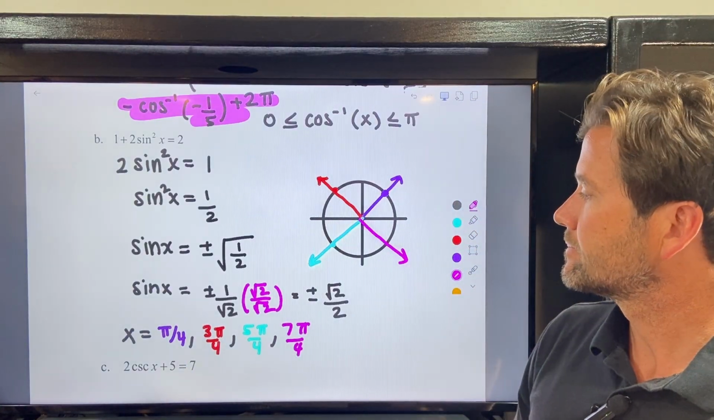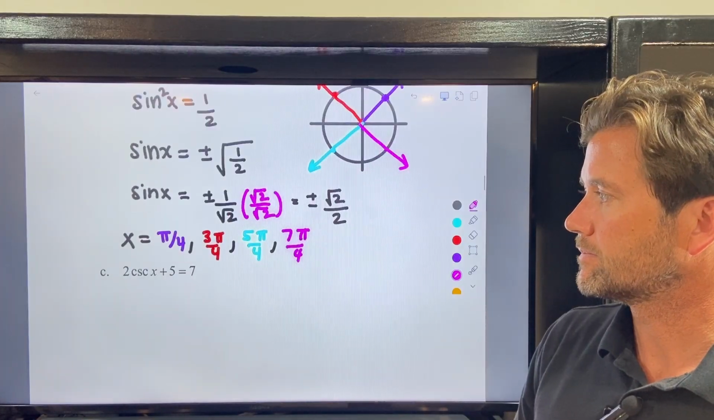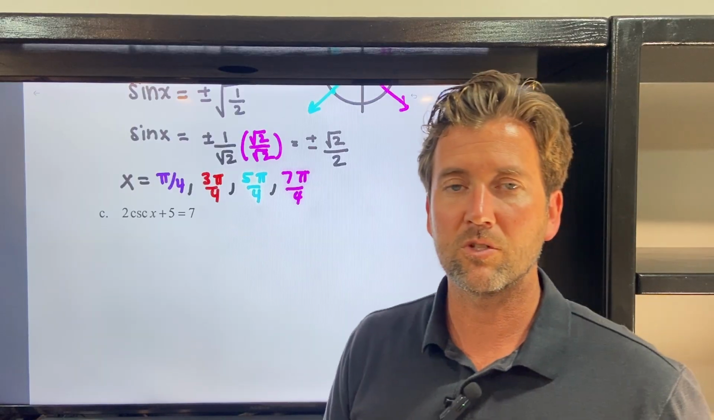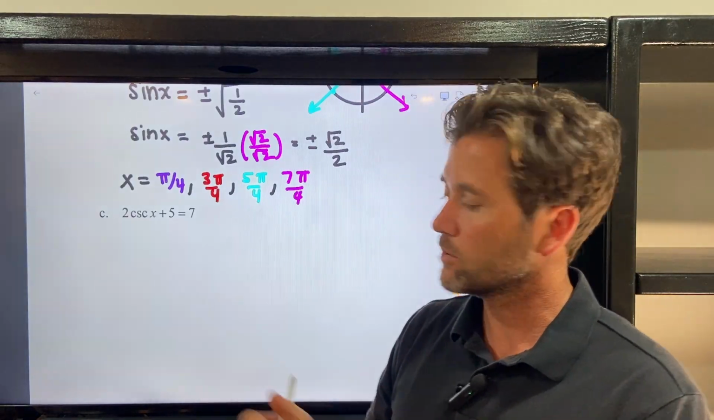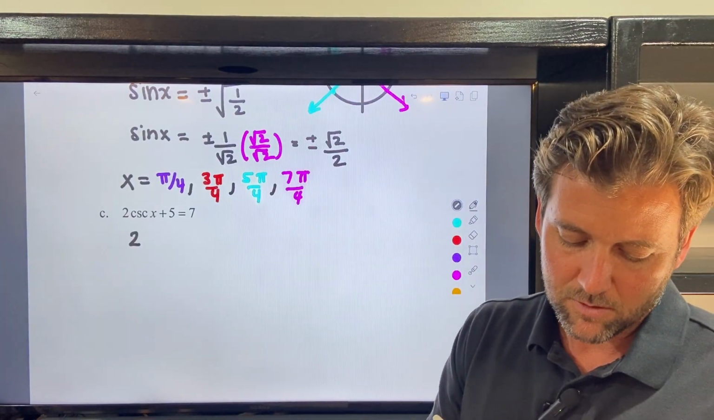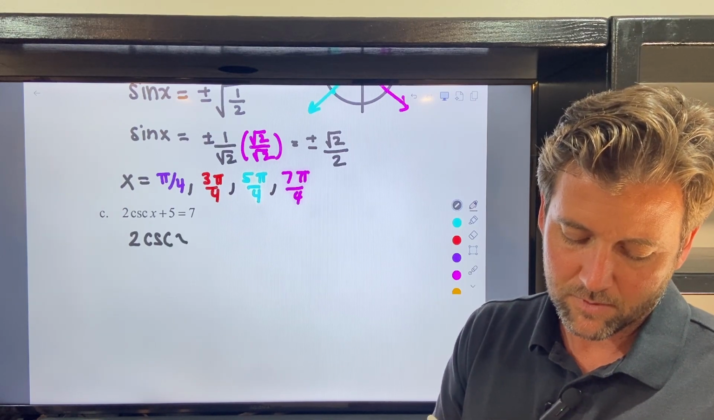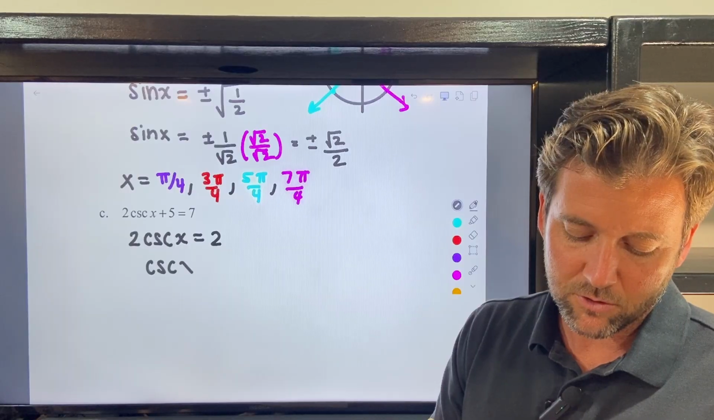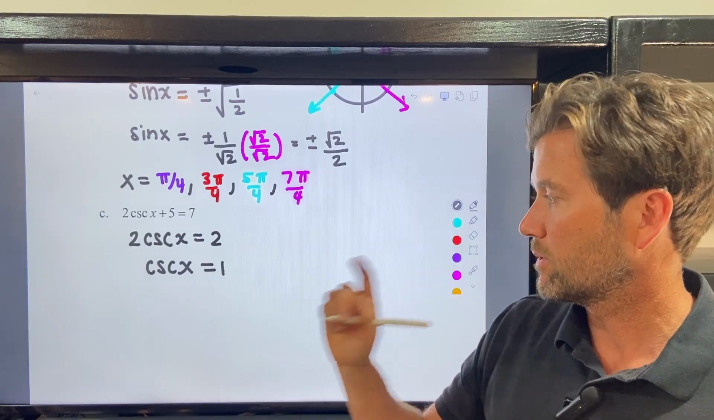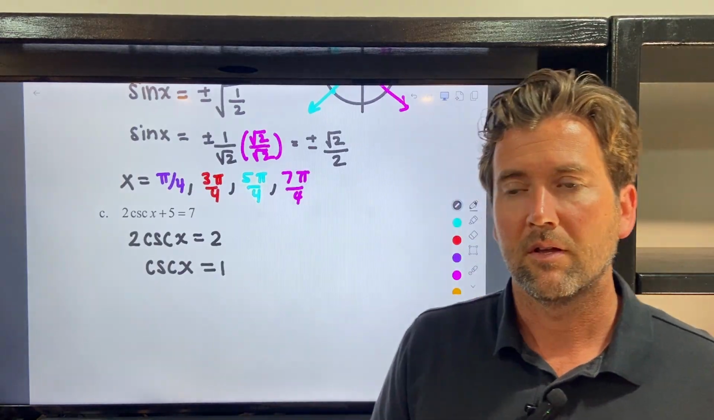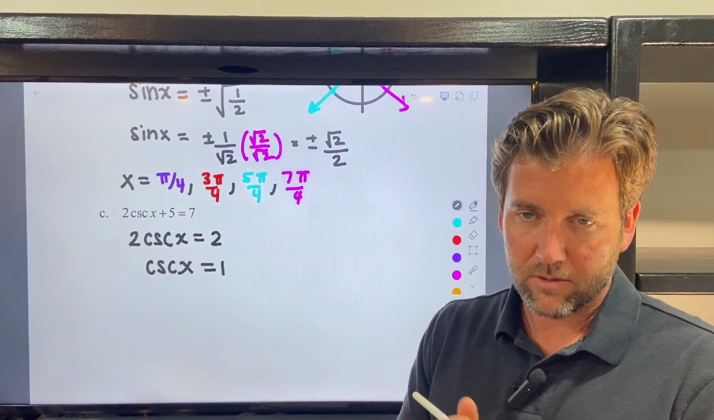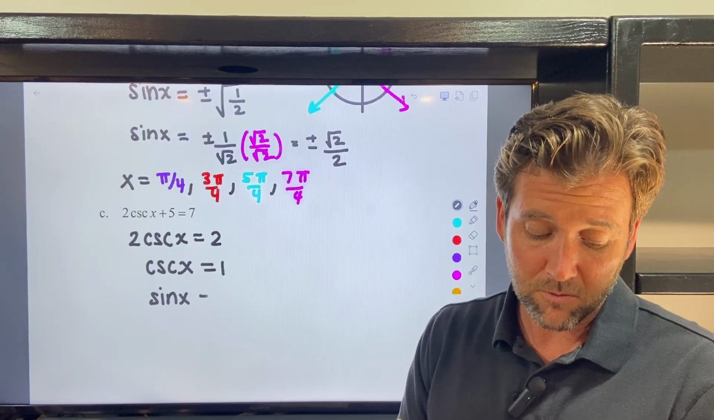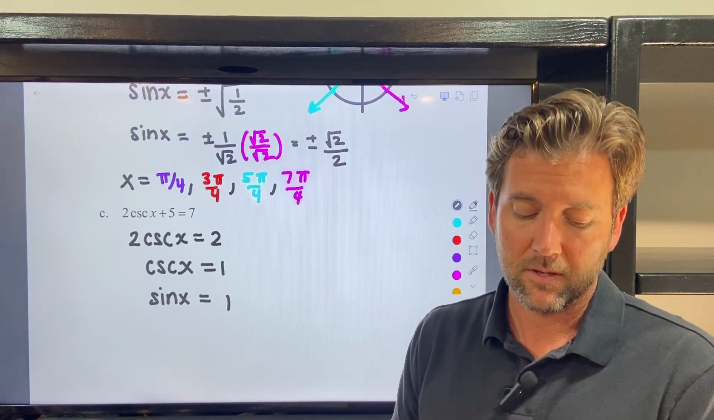All right. Part C. So I'm going to first solve for cosecant of x. I'm going to subtract 5 to both sides of the equation. I'm going to divide both sides of the equation by 2. So we have cosecant of x equals 1. Now I can rewrite this. The reciprocal of cosecant of x is sine of x, and the reciprocal of 1 is still 1.